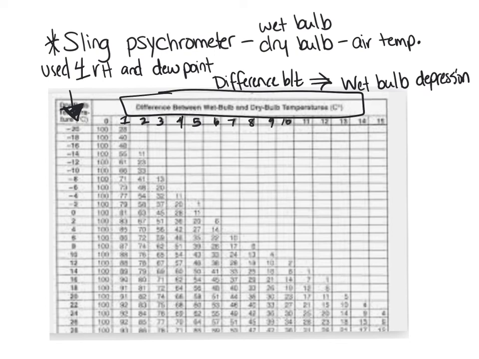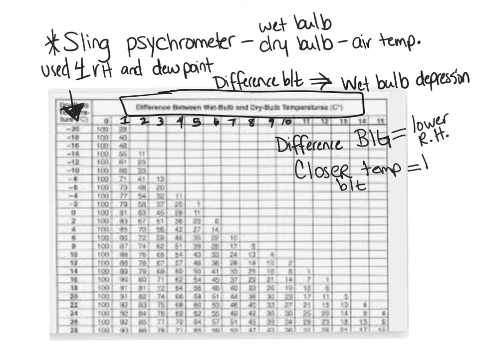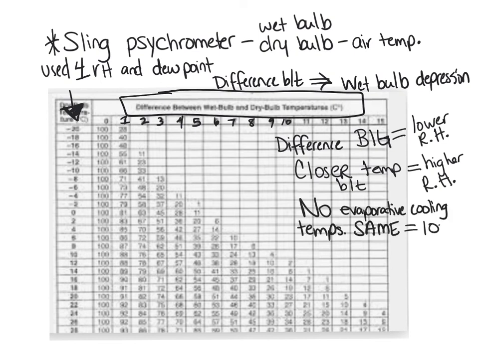The greater the difference between the wet bulb and the dry bulb, the lower the relative humidity. The closer the wet bulb and dry bulb are, the higher the relative humidity. If there is no evaporative cooling and the wet bulb and the dry bulb are the same temperature, then the relative humidity is at 100%. We can then do an example. If the air temperature is at 0 degrees and our difference between our wet bulb and dry bulb is 3 degrees, we can see where these intersect to find our relative humidity.